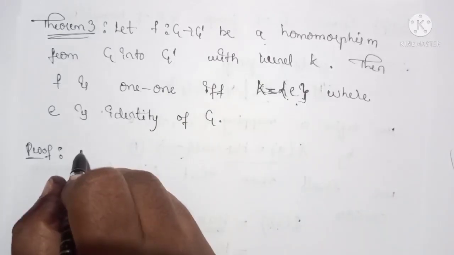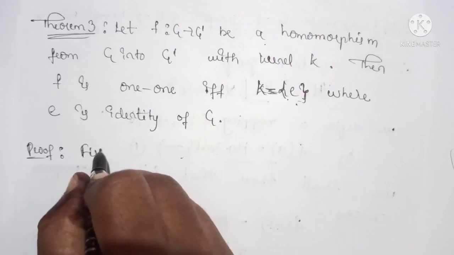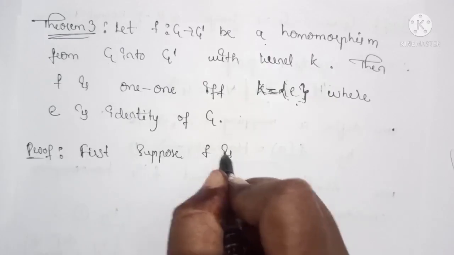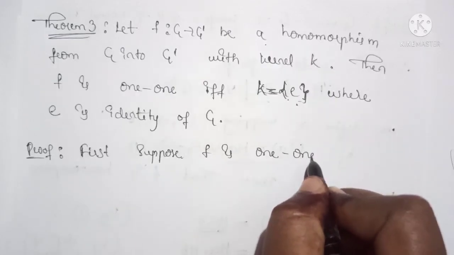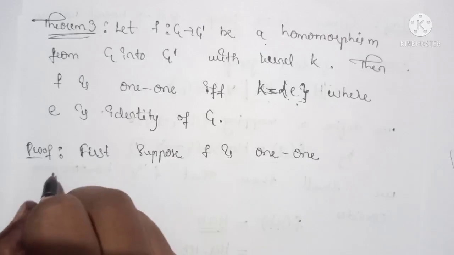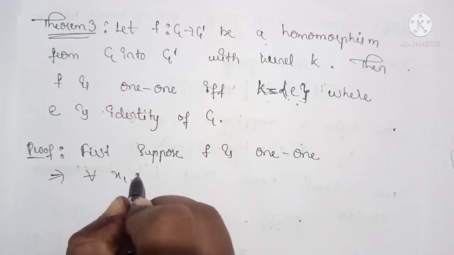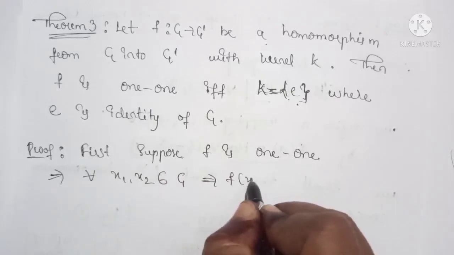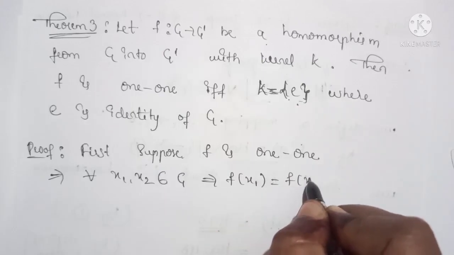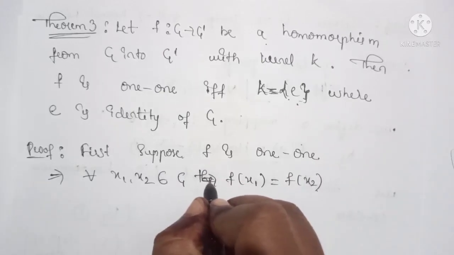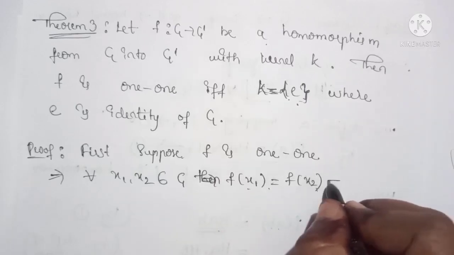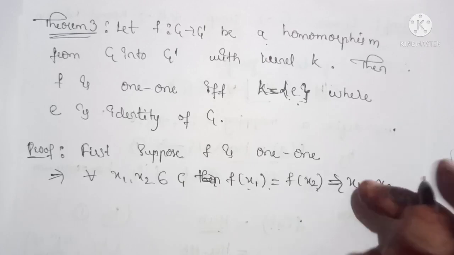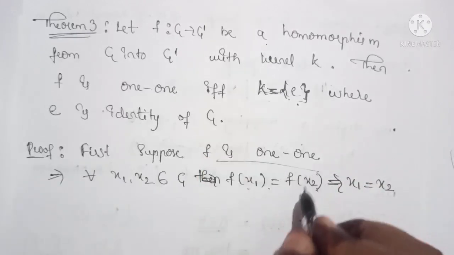So let us first suppose f is 1-1. So f is 1-1 means for all x1, x2 belongs to G, f of x1 equals f of x2 implies that x1 equals x2. Okay, so this is by the definition of a 1-1 function.